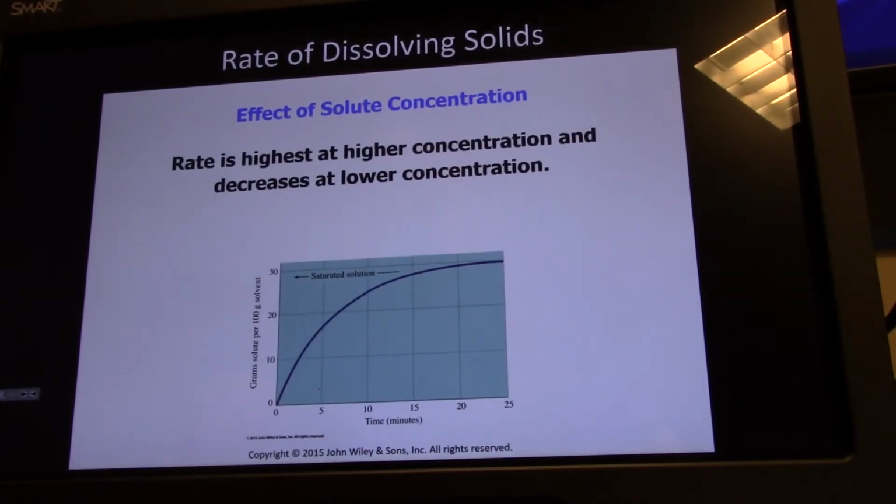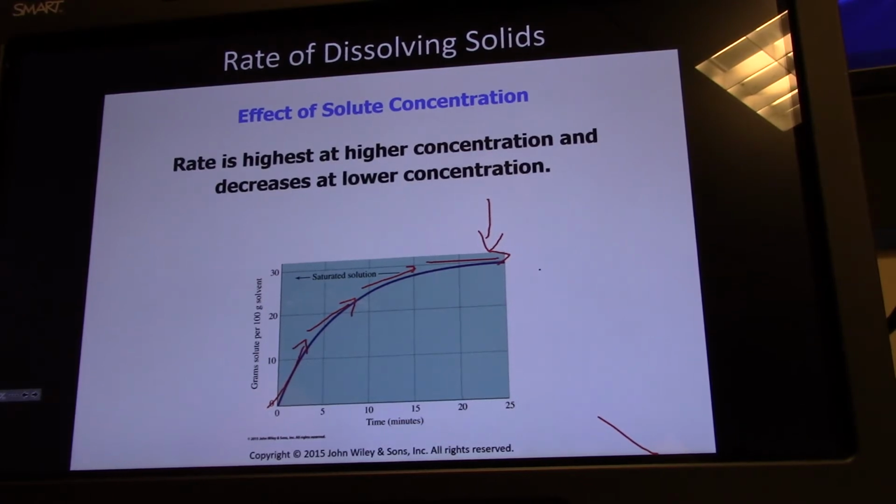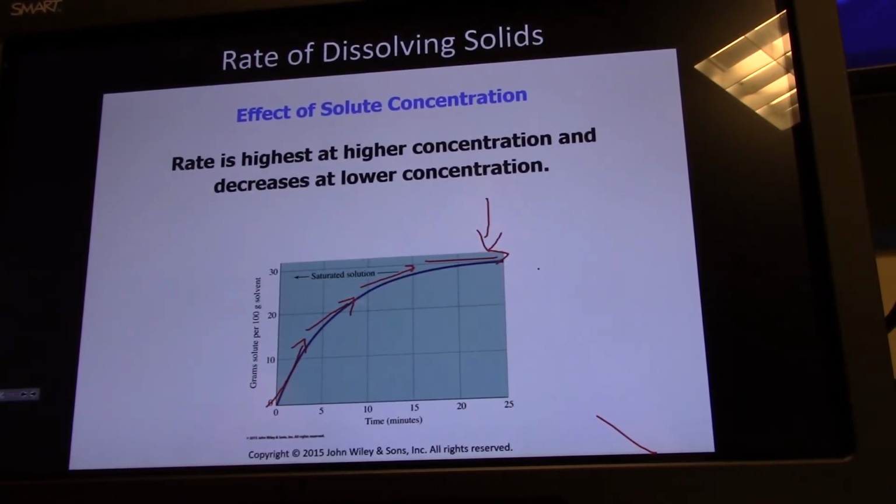Effective solute concentration. Things dissolve the fastest when nothing is dissolved yet. Imagine the solvent having pockets that the sugar can go into. When you first put the sugar in, all those pockets are empty, and so it starts dissolving really fast. But as those pockets fill up, there's less and less space for the sugar to dissolve into, and so it starts dissolving slower and slower, because the sugars have to wait for a pocket to come by to dissolve it. Then at some point, you get your final saturated solution, when all the pockets are full and no more can dissolve.